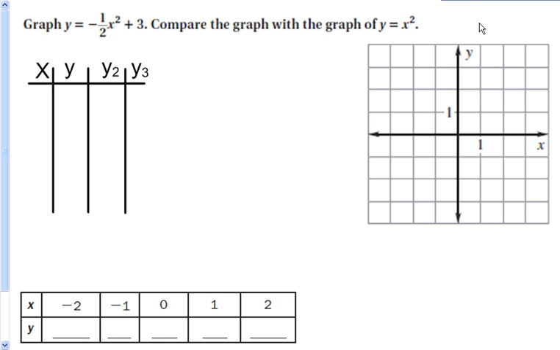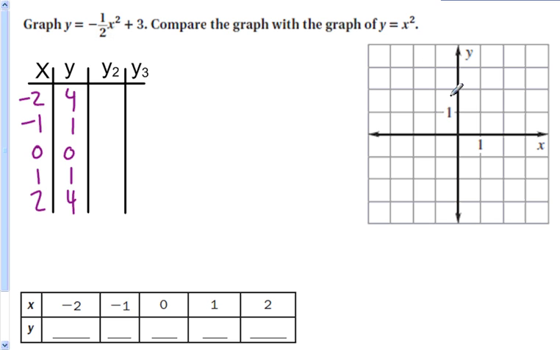Graph y equals negative 1/2 x squared plus 3. Compare the graph with the graph of y equals x squared. So y equals x squared is my parent function. I'm going to start out with making its table. I'm going to use -2, -1, 0, 1, and 2. And that gives me 4, 1, 0, 1, and 4.